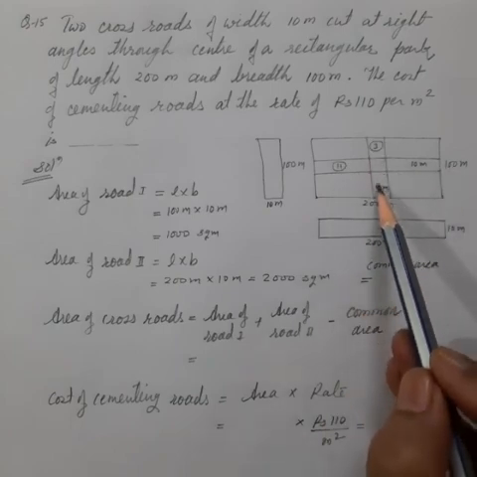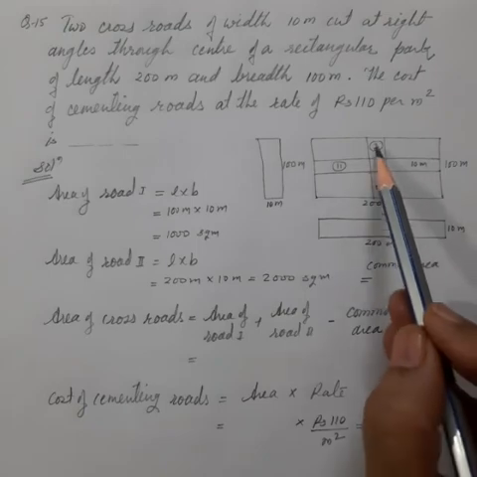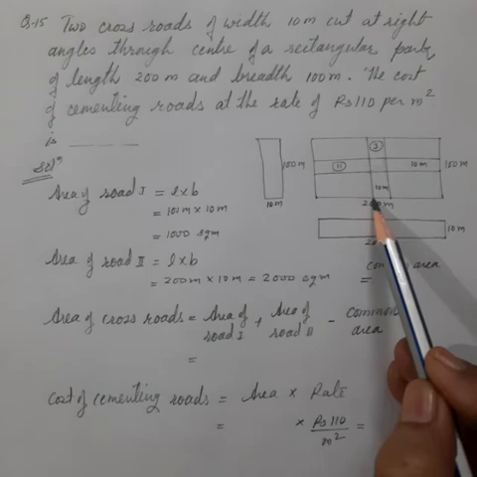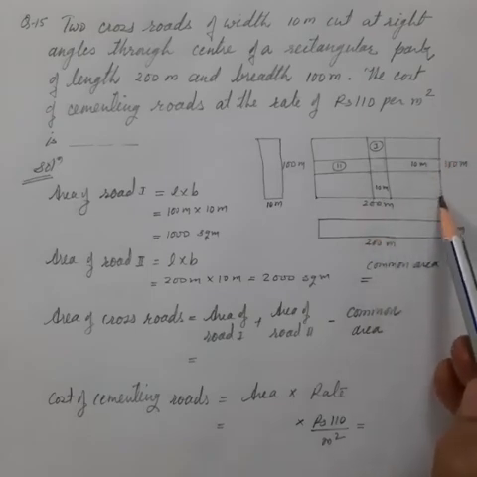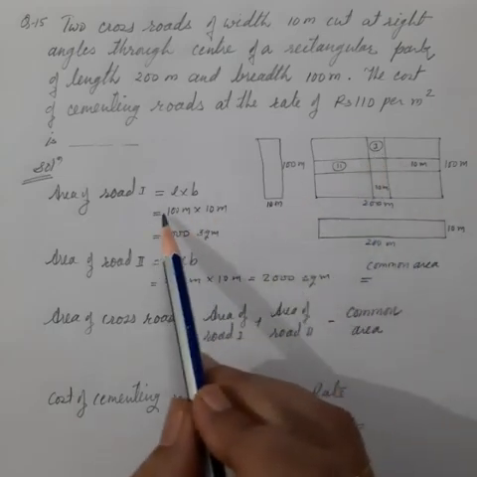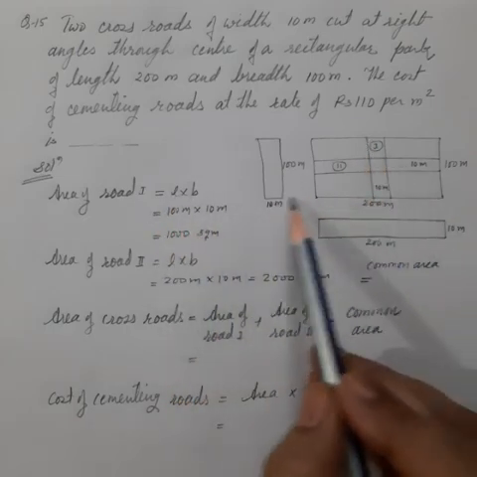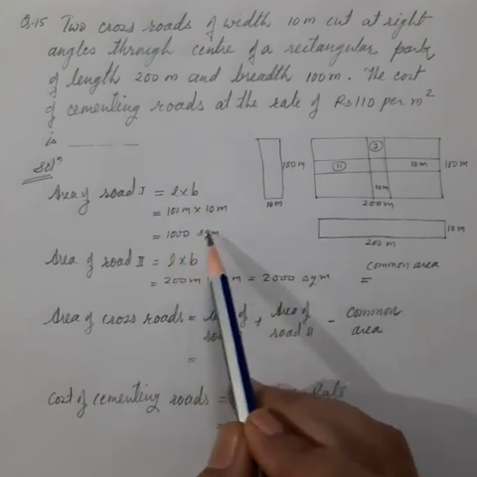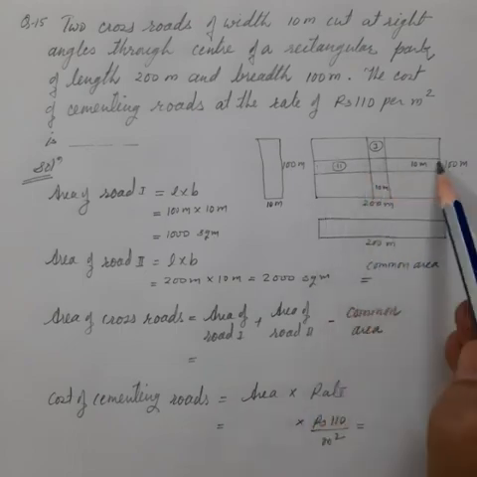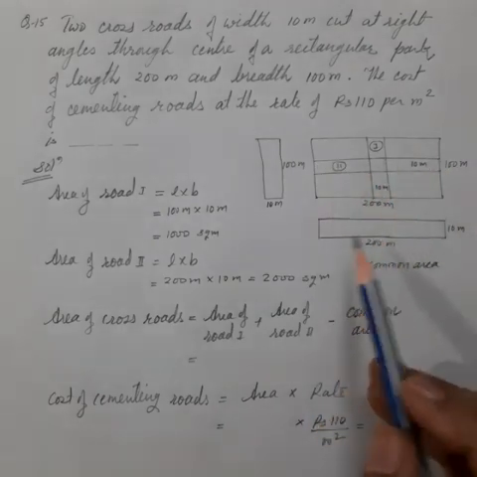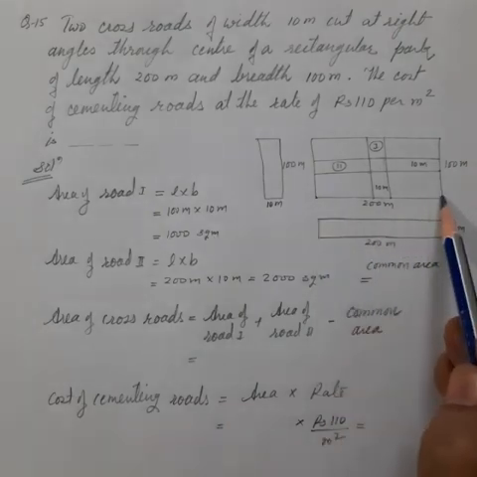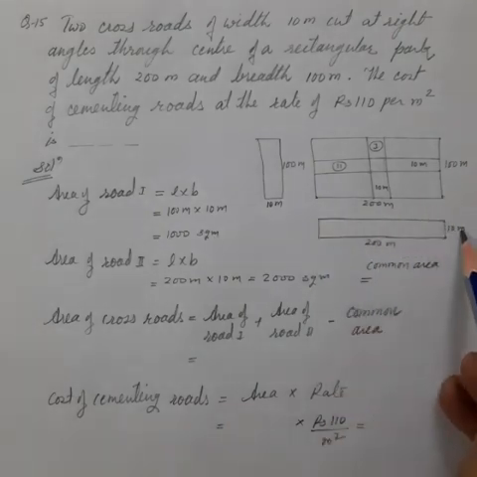So first area of this vertical road 1, it is in rectangular shape and length of the road is equal to the breadth of park 100 meter and width is given 10 meter. So the area is length 100 meter and breadth 10 meter, 1000 square meter. The area of other road, horizontal road 2. The length of the road is 200 meter equal to the length of park and width is 10 meter given.